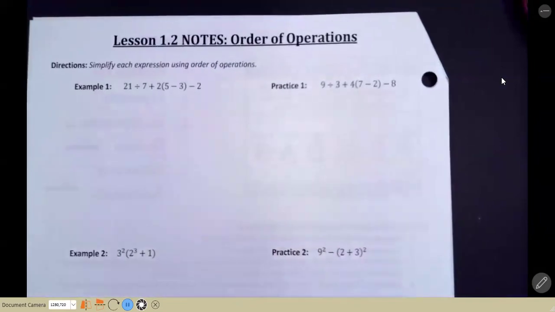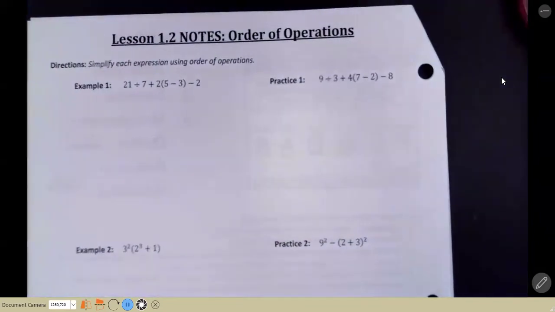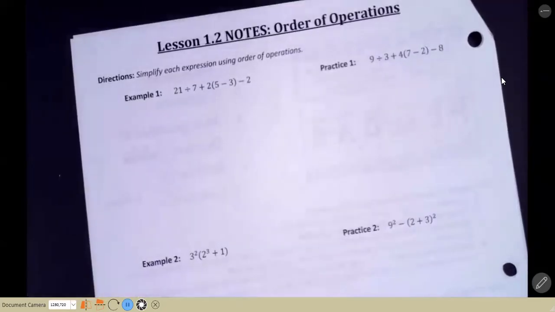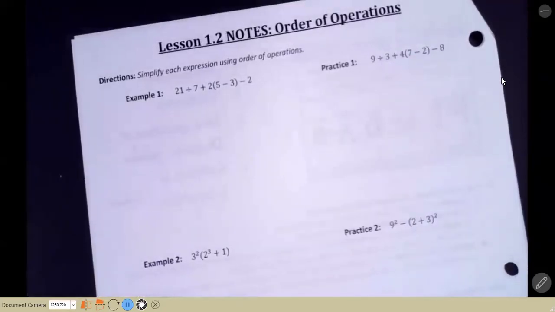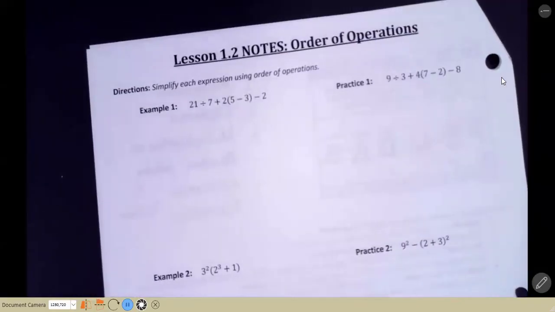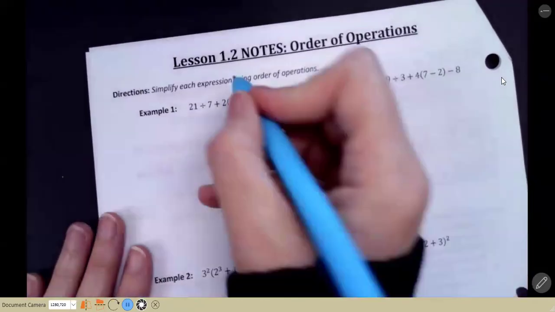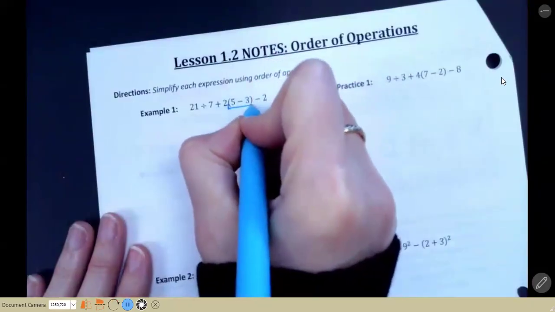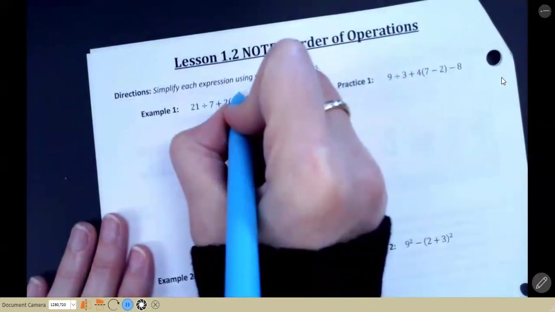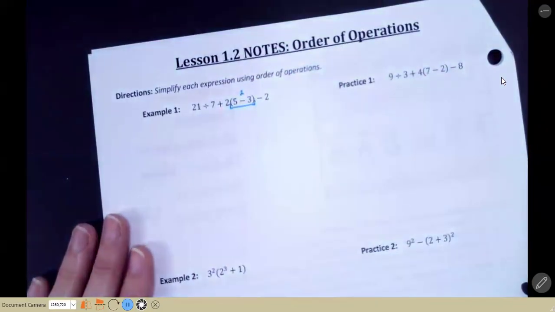Now, sometimes what helps me is underlining what I must do first. So according to our order of operations rules, I must do my grouping symbols first, whatever that is. In this case, it is parentheses. So I must solve what is inside the parentheses first. And that is going to be 5 minus 3, which is going to give me 2.